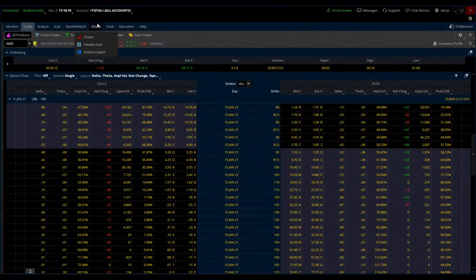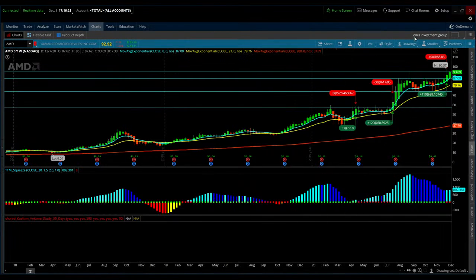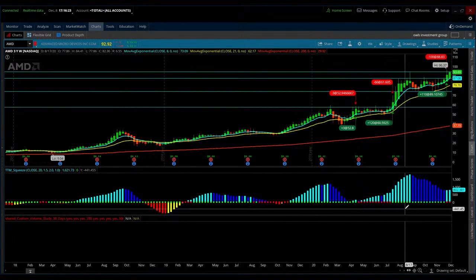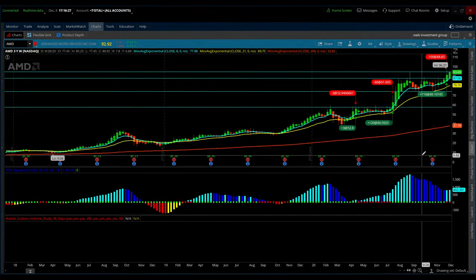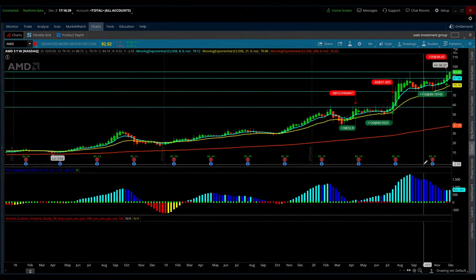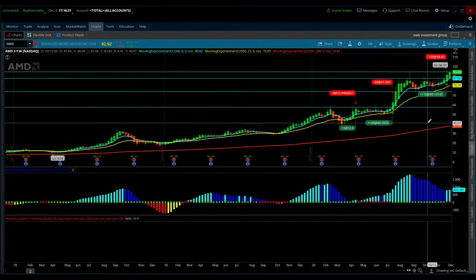Can you go back to the chart real quick? Yes, absolutely. So you picked the 8, the 21, and the 200 for moving averages. The 8, it looks like you picked it more because it kind of rides a more consistent line here. I know the 200 is just kind of an industry standard either way, but what made you choose the 21?